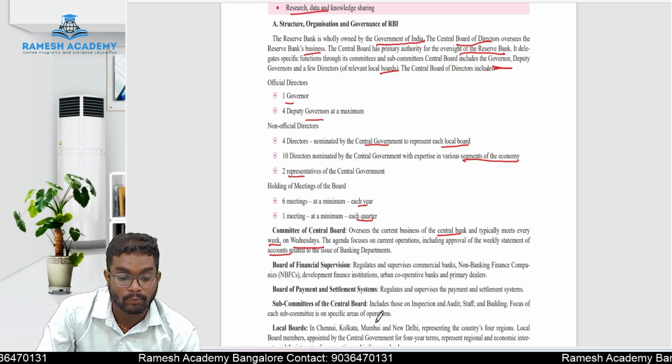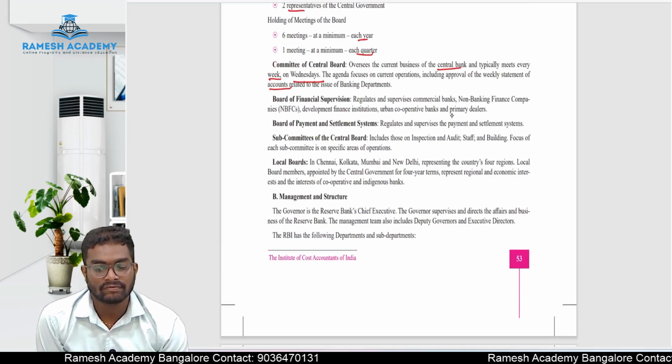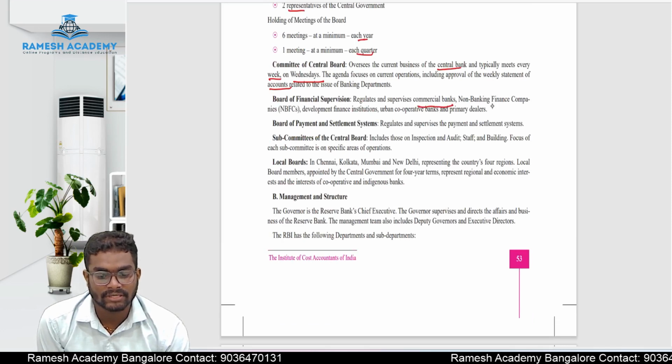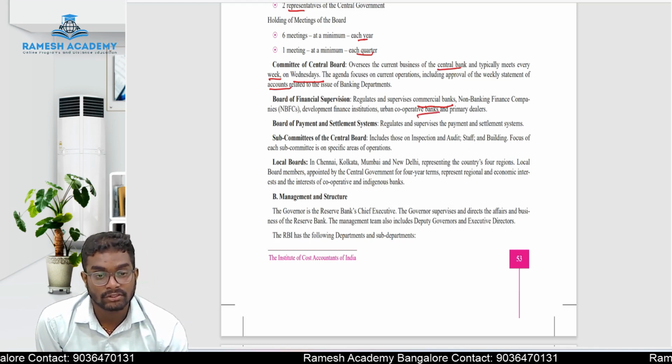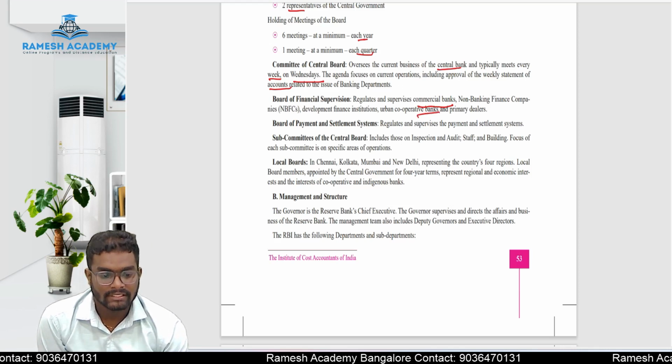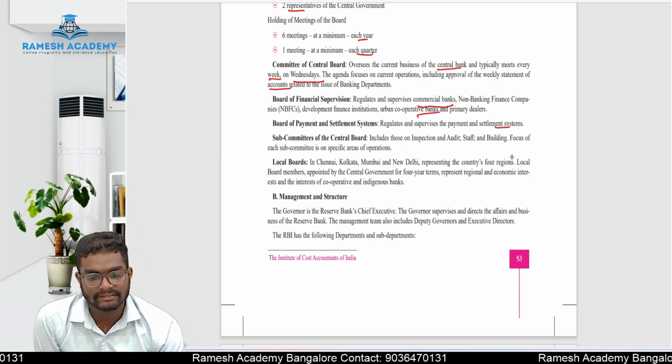Next we have the Board of Financial Supervision. What is the role of this? It regulates and supervises commercial banks, NBFCs, development finance corporations, institutions, urban cooperative banks and primary dealers. So this is the role of the Board of Financial Supervision. Next, the Board of Payment and Settlement System. It will be engaged in the payment and settlement system.